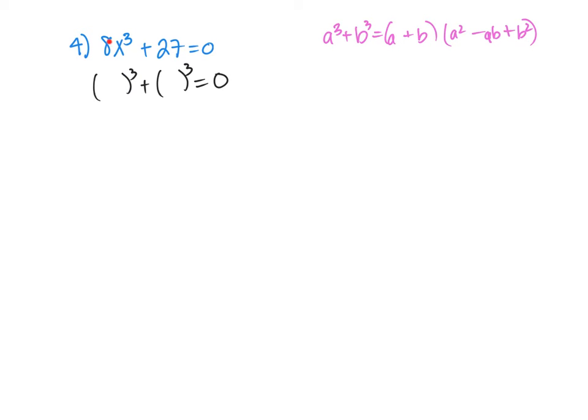So in this case, the cube root of 8 is 2. The cube root of x cubed is just x. So now you found out what your a is. So basically I took the cube root of both of these and put them in here. The cube root of 27 is 3, because 3 to the third power is 3 times 3 times 3, which is 27.